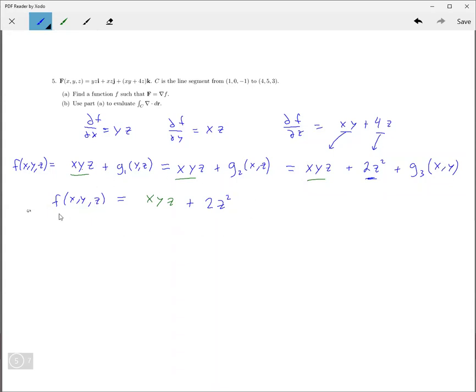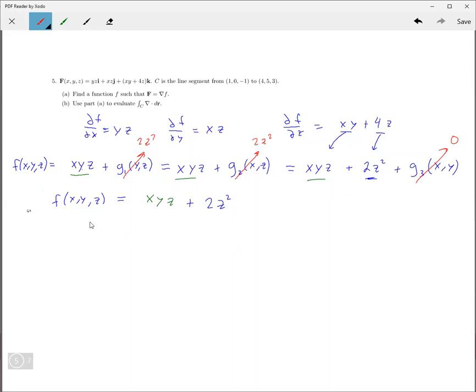Now, can that be made equal to this? The answer is yes, because I can make this equal to 2z squared, and that can be made equal to this by making this equal to 2z squared. And this can be made equal to this by just making that 0. That will make that 0, and that will become 2z squared, and then that 2z squared. So there's our function right there.